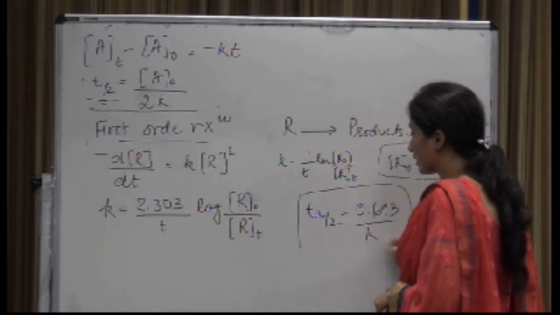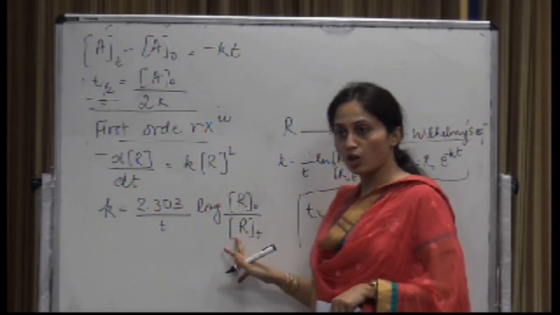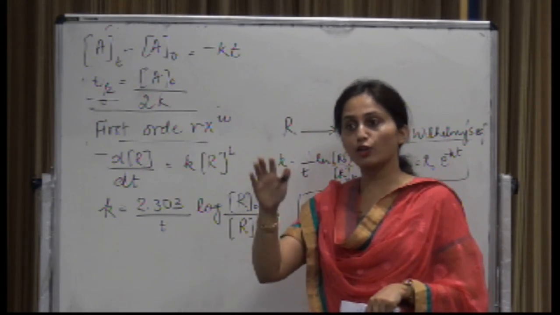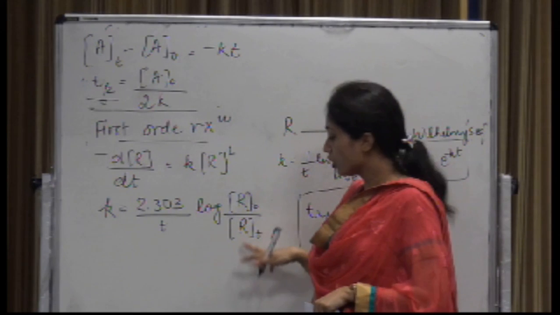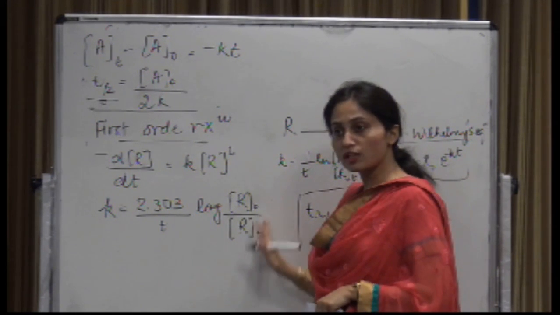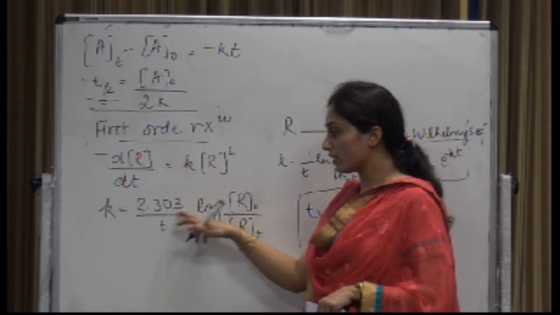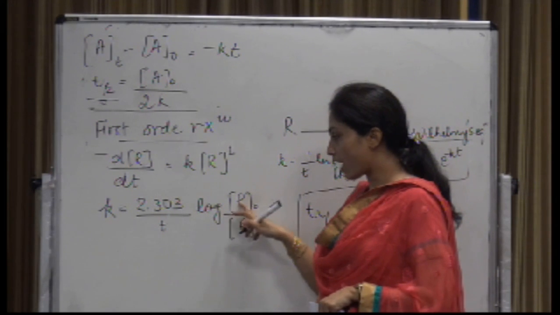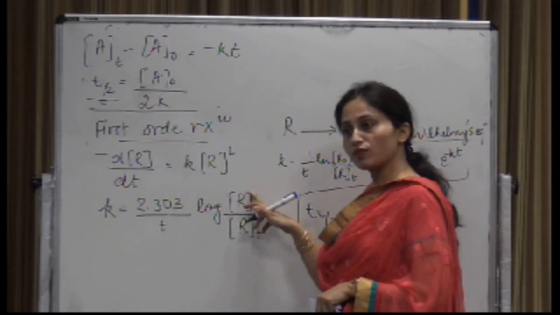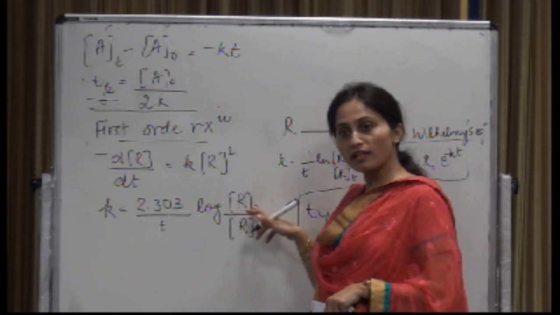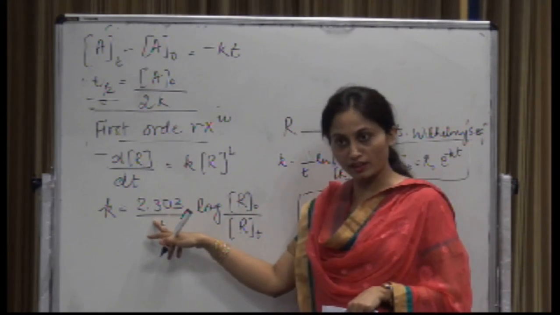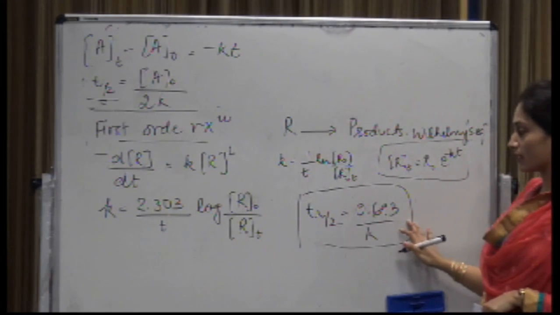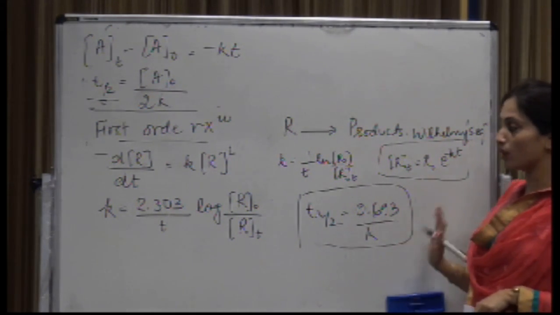And how do you get it? You know half-life time is the time when your Rt becomes equal to R naught by 2, because the initial concentration becomes half. So Rt is equal to R naught by 2. So you have 2.303 upon t log of R naught, which cancels, 2 comes to the numerator, log 2 is 0.3010. So when you multiply it with your 2.303, what you get is 0.693 upon k.